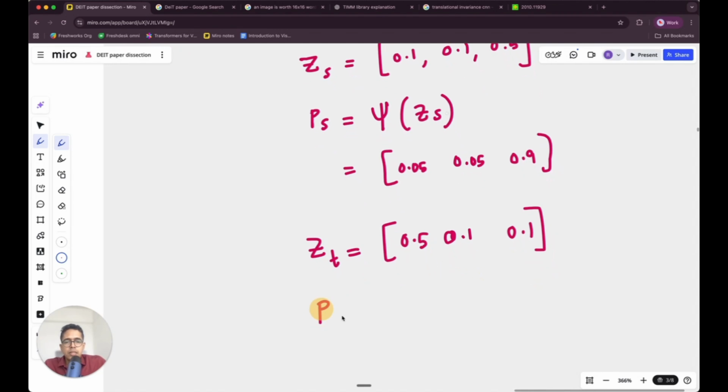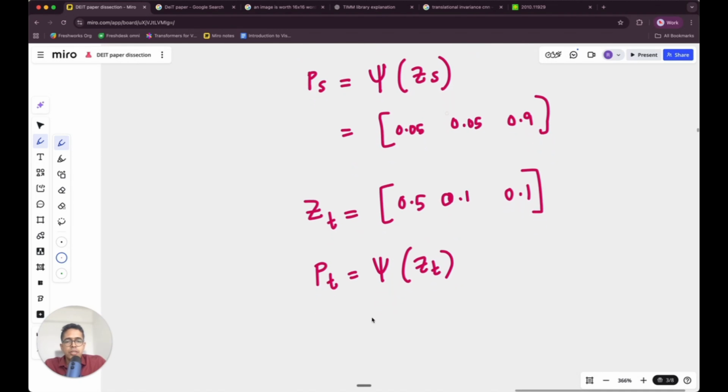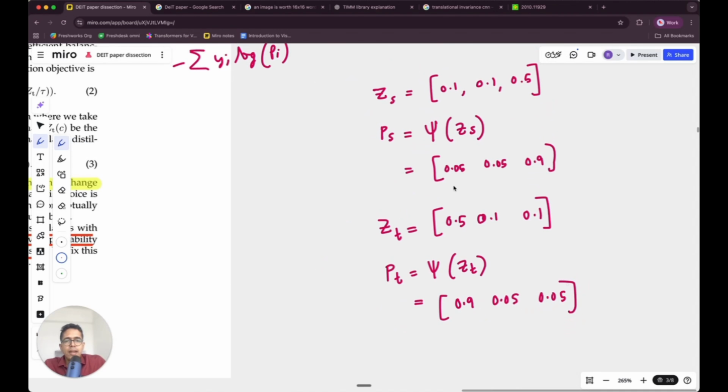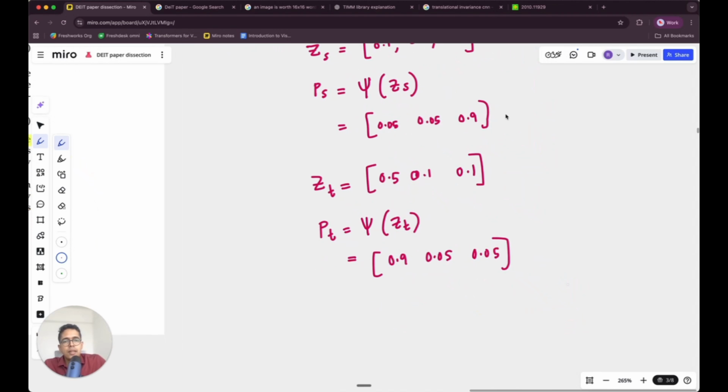Which means the probability distribution for the teacher will be softmax of ZT, the logits for the teacher, and let's say it is 0.9, 0.05, 0.05. Now the KL divergence is calculated between these two sets of numbers.